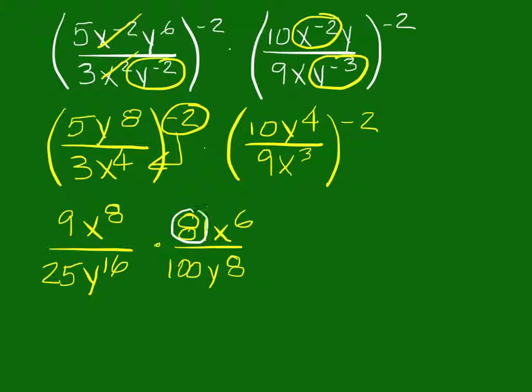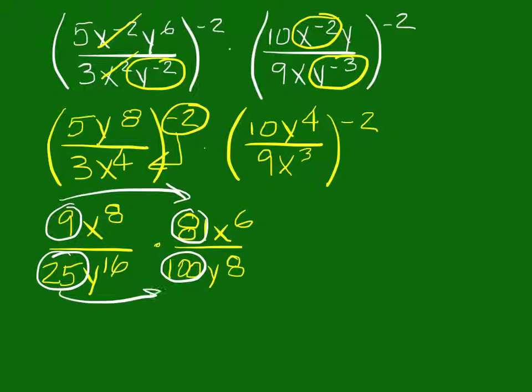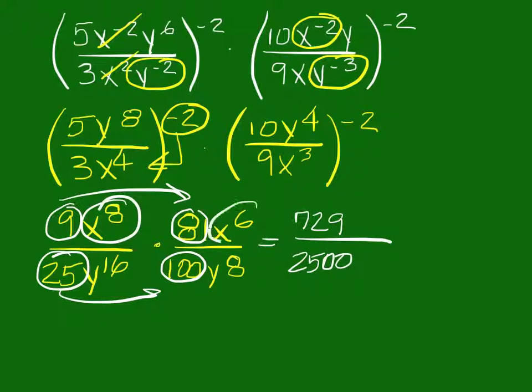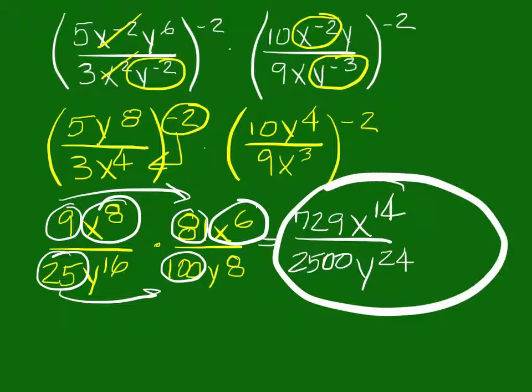Now notice that 81 and 100 don't cancel out, and 9 and 25 don't cancel out. You cannot cancel straight across. Cannot do that. You can go diagonally and up and down, but nothing on here is going to cancel. So you end up with a 729 on the top and a 2500 on the bottom. On the top you have x to the 8th, x to the 6th, that's x to the 14th, and on the bottom you would have y to the 24th.